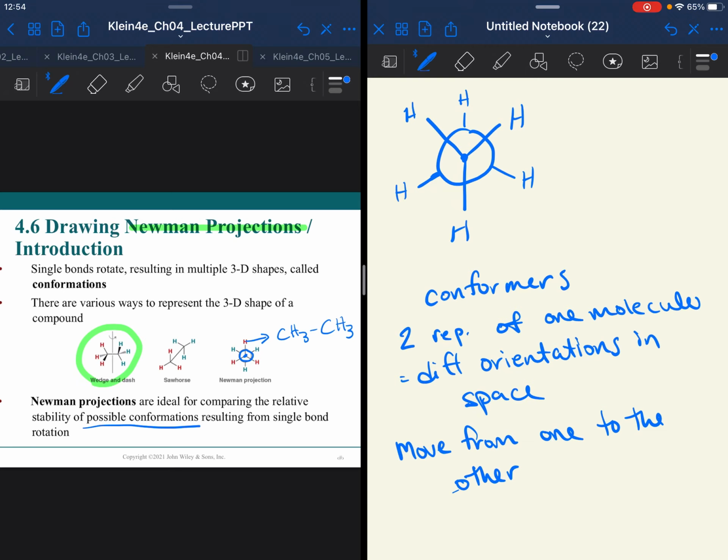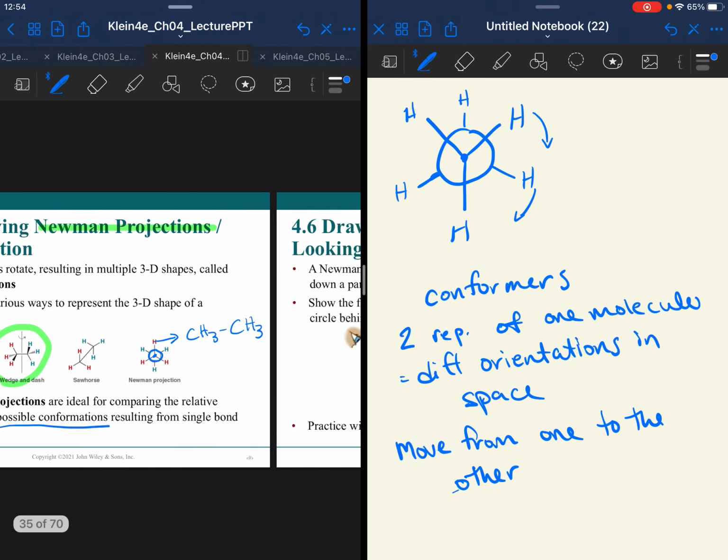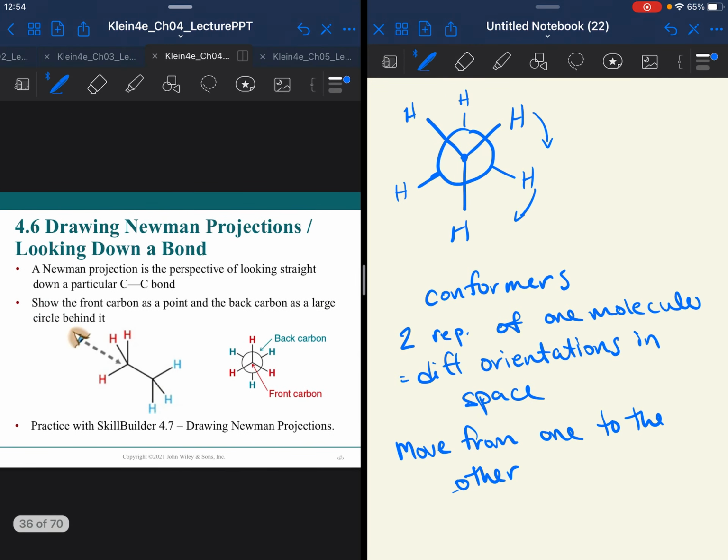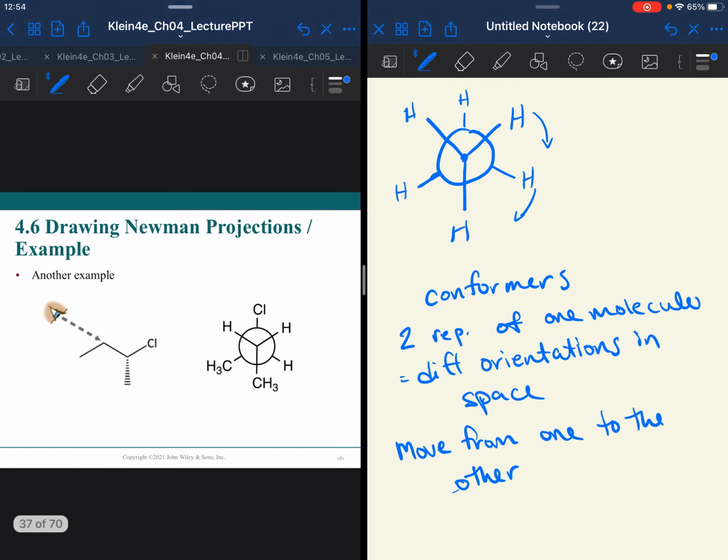But here we have a single bond, so all of these hydrogens can spin around and rotate and change positions because they can spin, not because they detach and reattach. A lot of times you'll see this representation of the eye telling you which bond to look down. If we are going from the perspective of this eyeball, those red hydrogens are attached to the front carbon, the blue hydrogens attached to the back carbon. And this is a Newman projection.